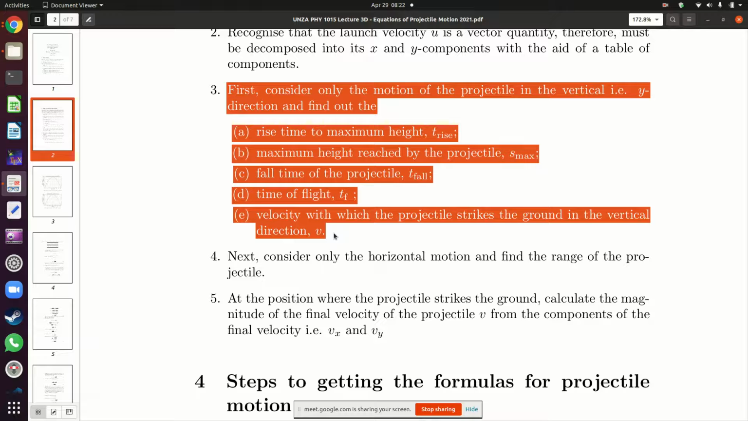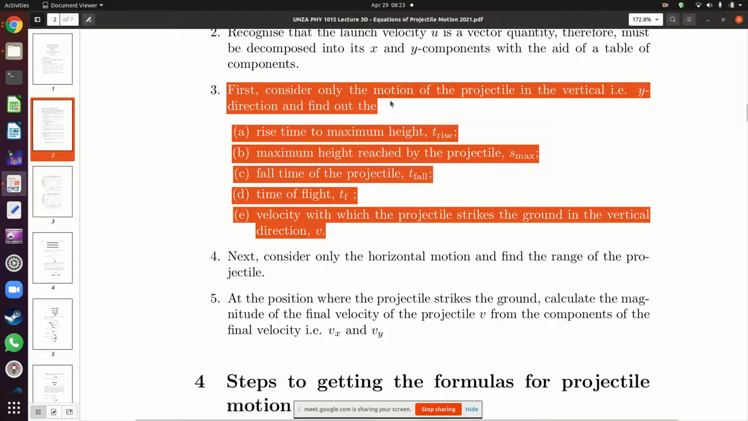In this vertical direction, we want to find the rise time, the maximum height the projectile is going to reach, and the fall time. Once we find the rise time, the maximum height, and then the fall time, we can find the flight time. After finding the flight time, we can find the velocity with which the projectile strikes the ground. Then using the flight time, we can find out what the range is.